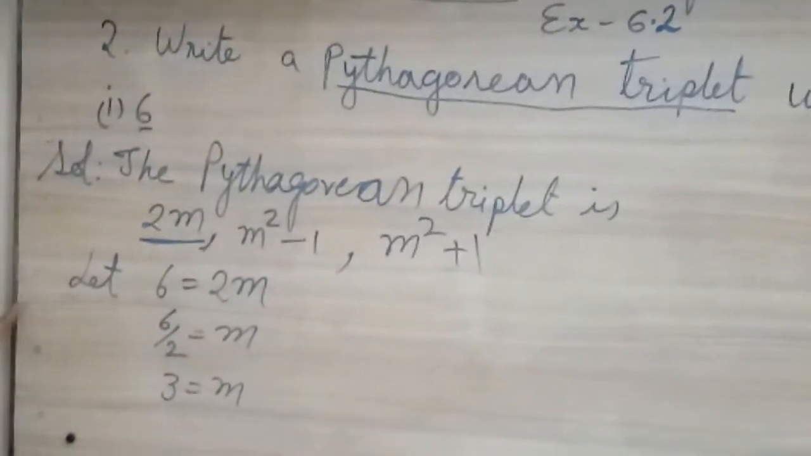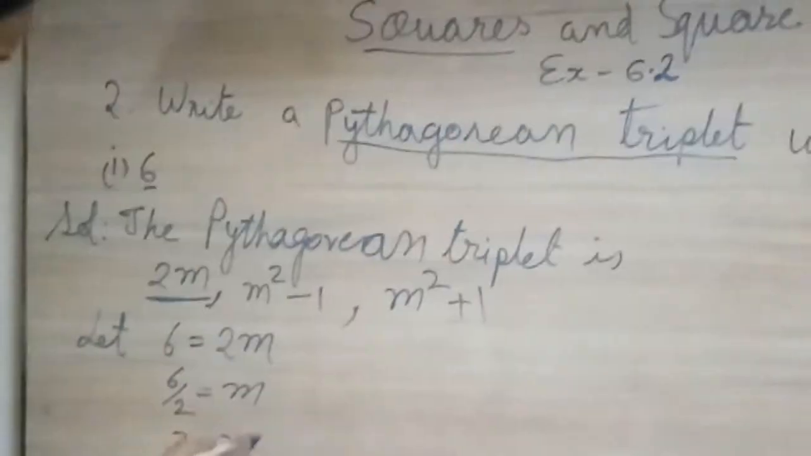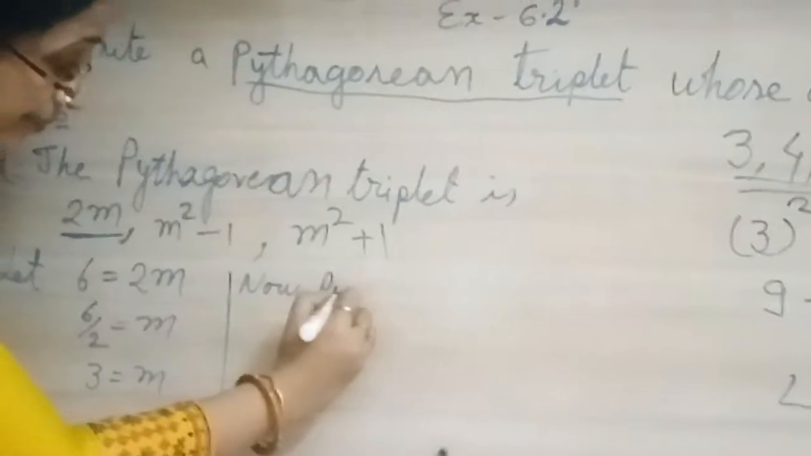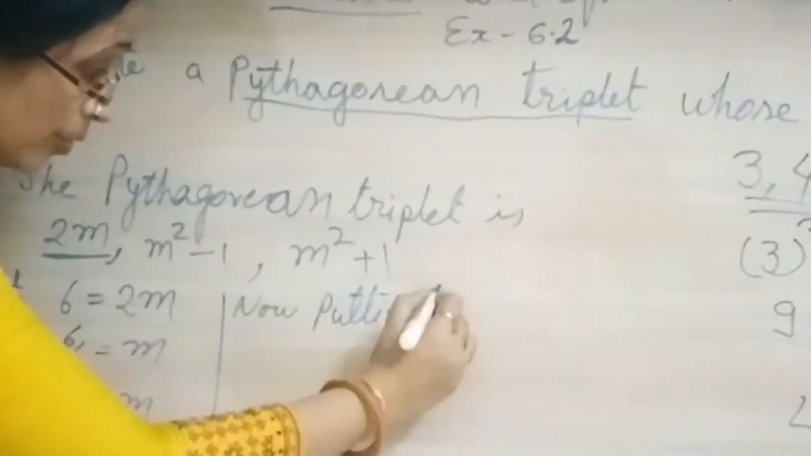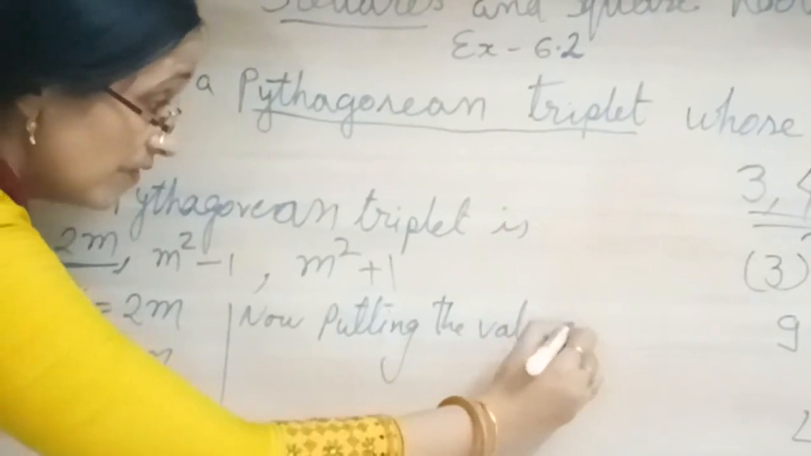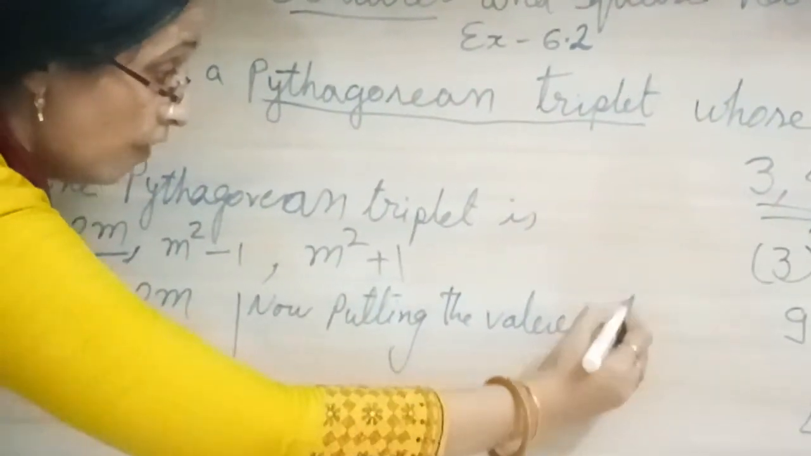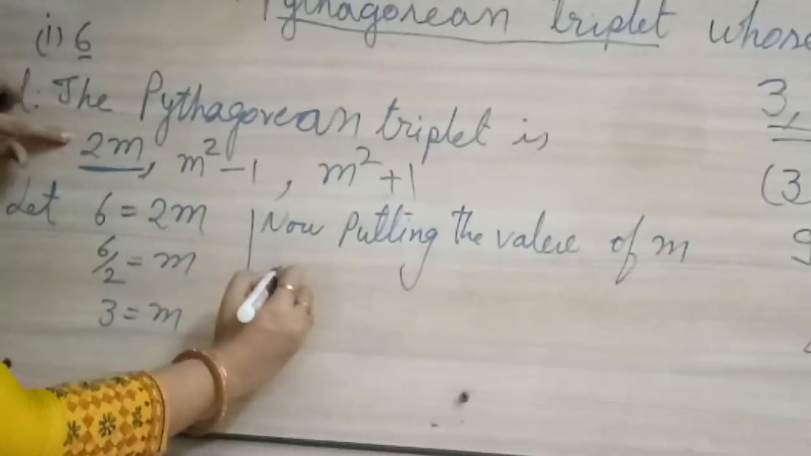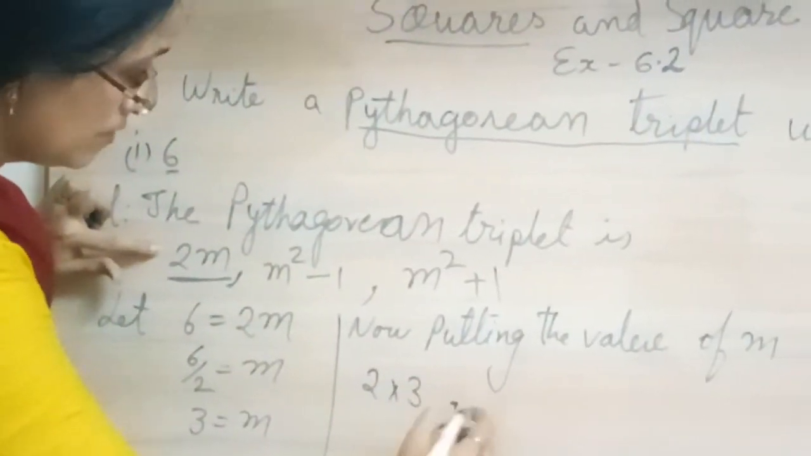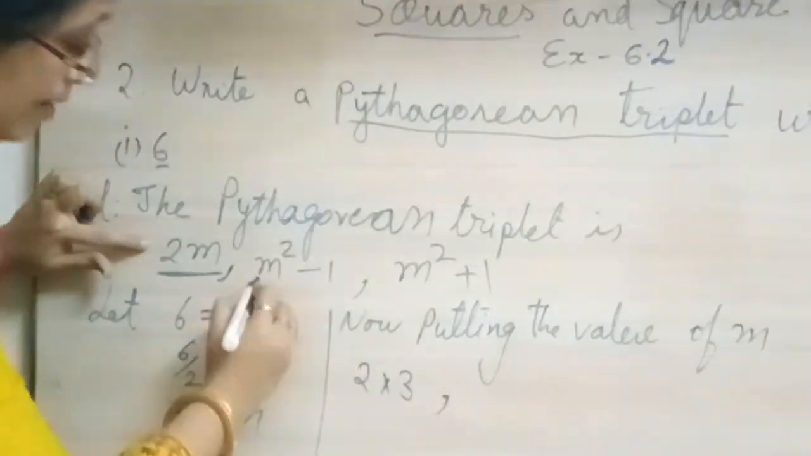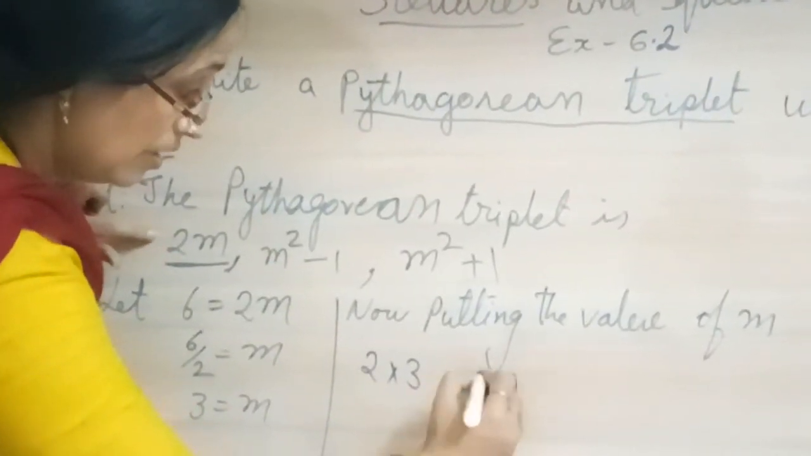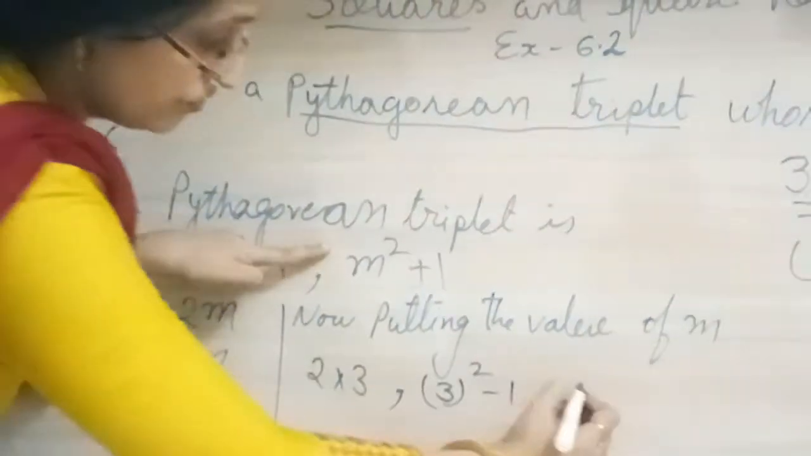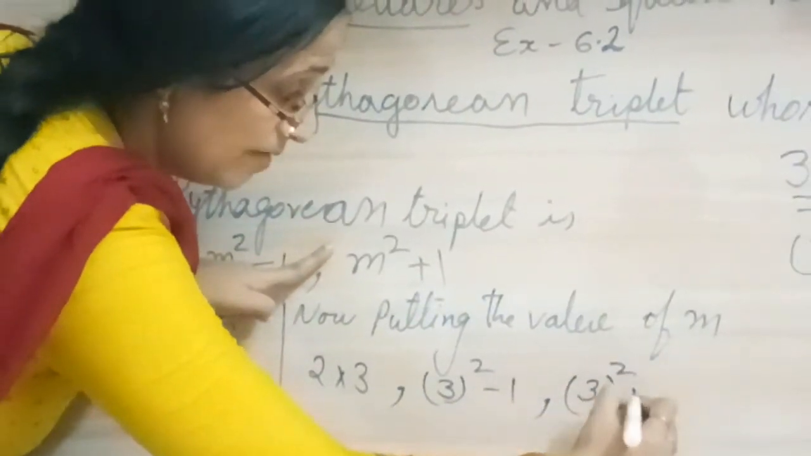Now putting the values, हम value put कर देंगे. Okay, so how will you write? I'll write for you. आप नीचे की तरफ ही solve करें. Okay, now putting the value of m, हम m की value put करेंगे. तो here तो 2m किसके बराबर है? 6 के. We can check. 2 into 3, comma, m square मतलब 3 square minus 1, comma, यहाँ देखिए m square plus 1 मतलब 3 square plus 1.